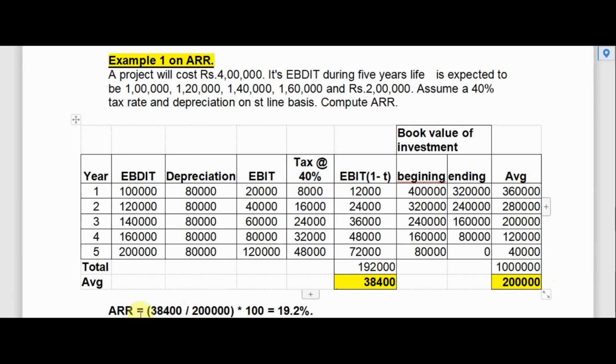So what is the ARR? ARR equals 38,400 divided by 2 lakh into 100, that is 19.2%. So the accounting rate of return or average rate of return in this case is 19.2%.